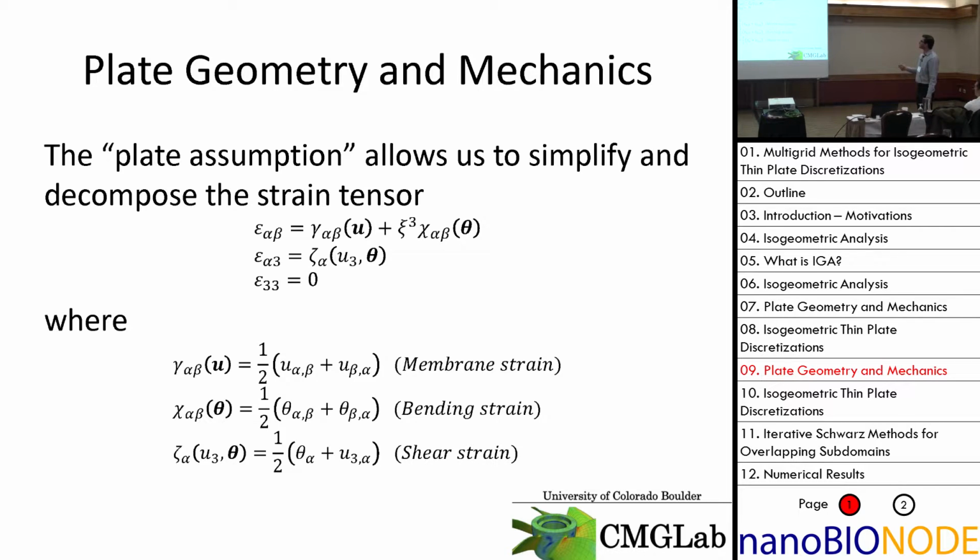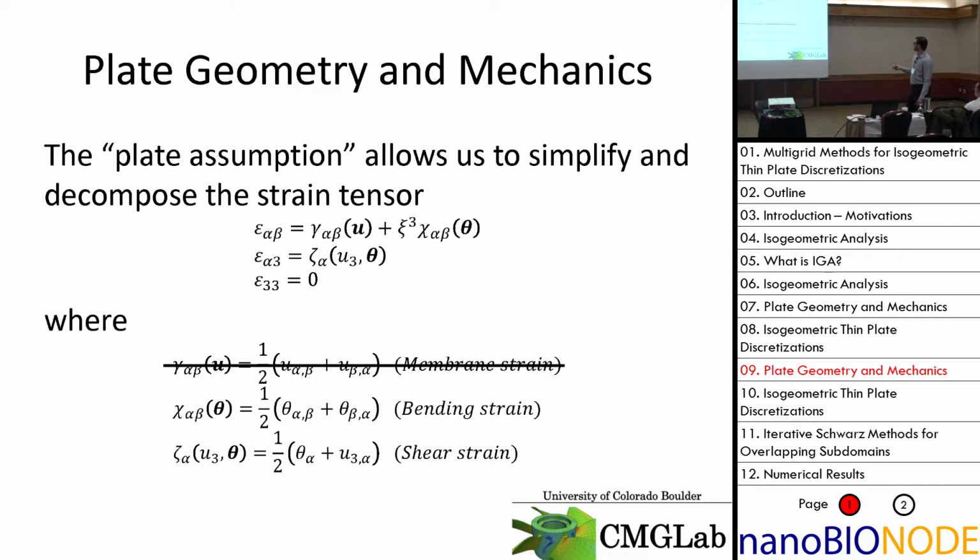So this first tensor here is the membrane strain. And so what that's telling us is how points in plane are moving relative to each other in plane. This term here is our bending strain. So this just tells us how bending affects our strain tensor. And this last term is the shear strain, which is the transverse shearing effect skewing our normals and causing rotational effects on our normals.